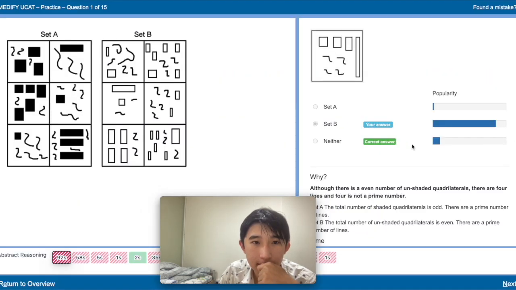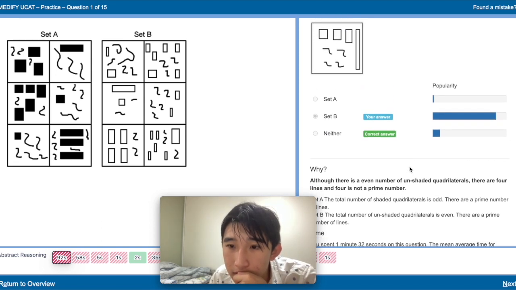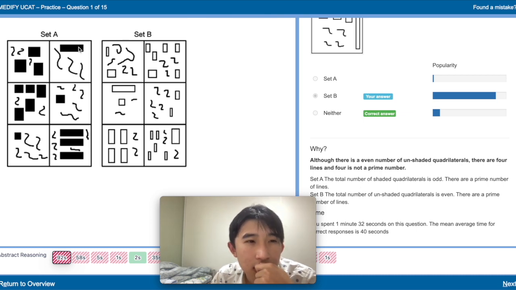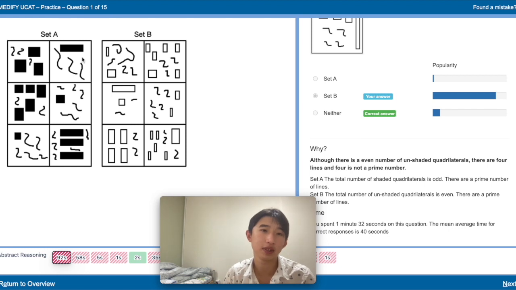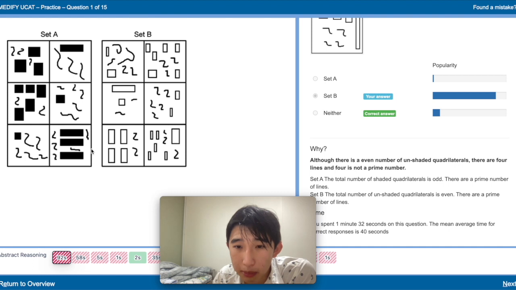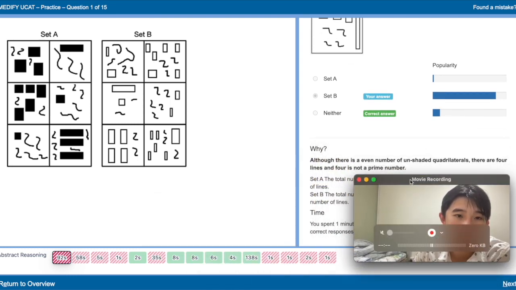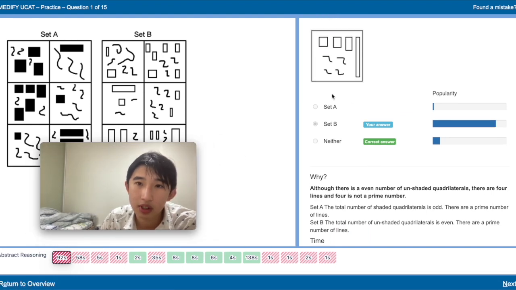So we don't know the first one. Set A, the total number of shaded quadrilaterals is odd. 5, 3, 1, 1, 3. Oh, right. And there's a prime number of lines. Wow. Set B, the total number of unshaded quadrilaterals is even, or a prime number of lines. Fair enough. So yeah, 1, 2, 3, 4. So that would be set B, 4. That's not a prime number. Yeah.